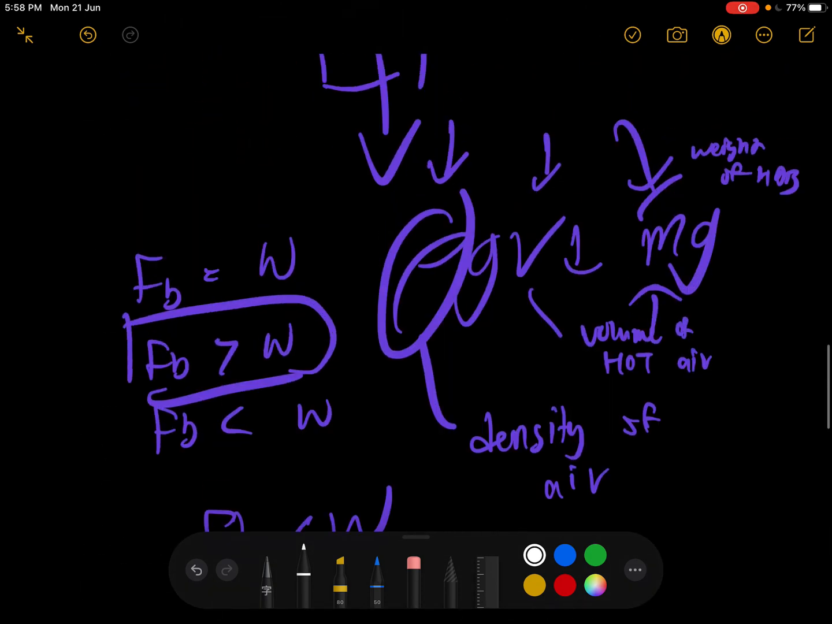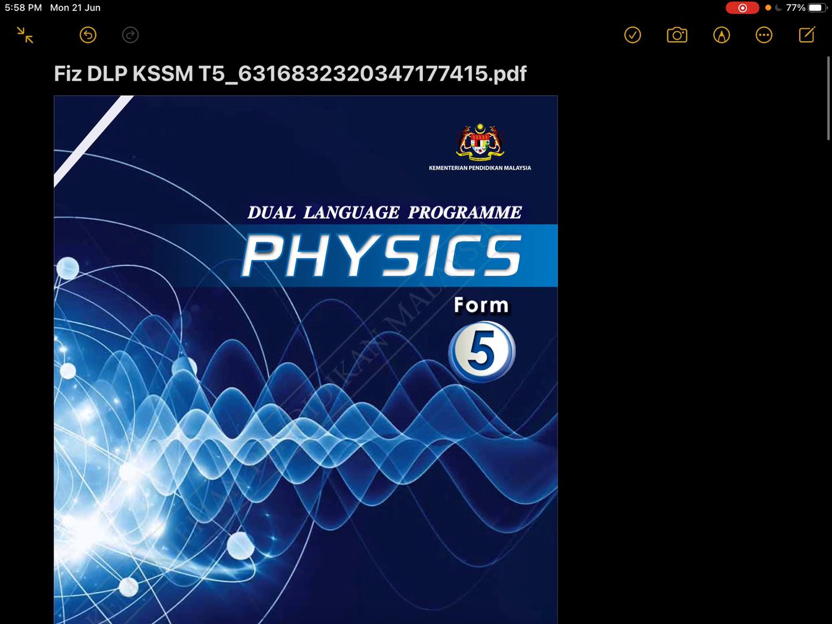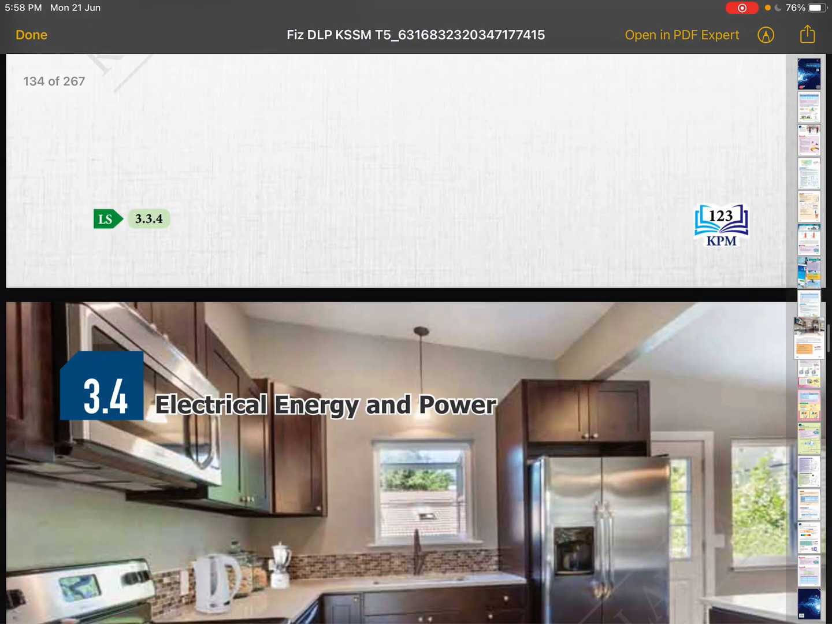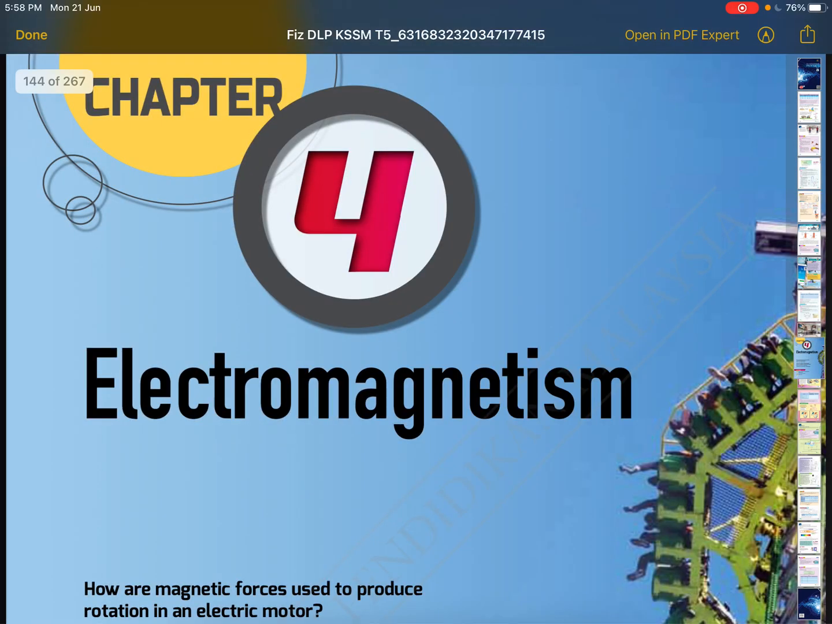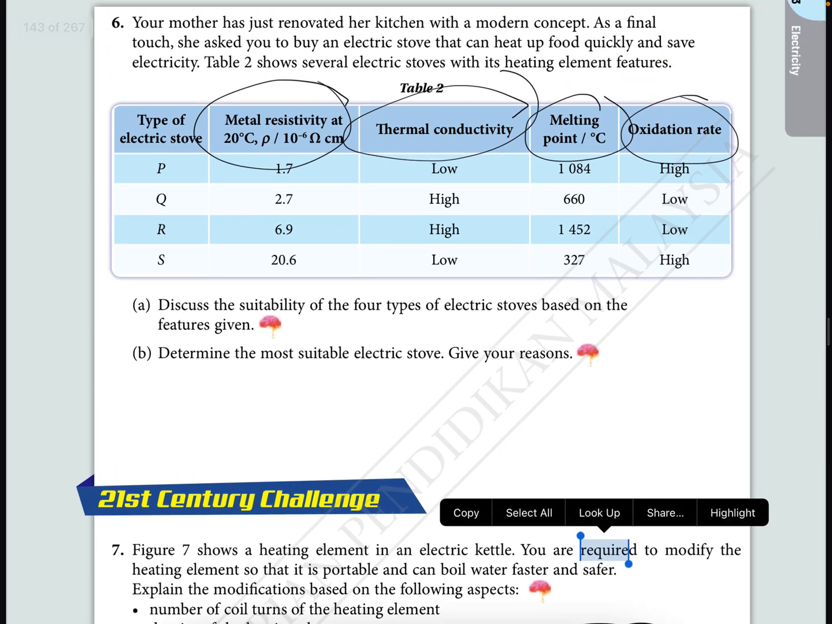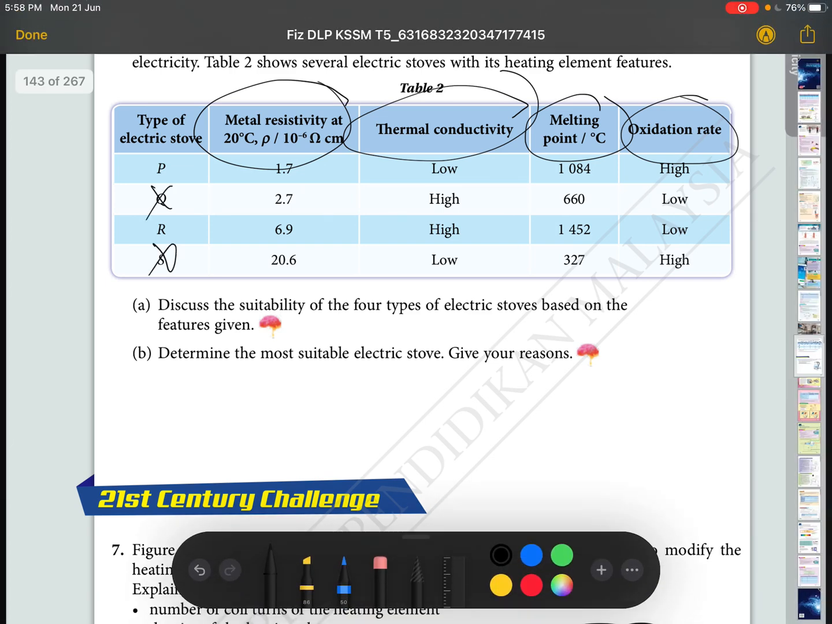So yeah, there are many types of characteristics that you have to keep an eye on, but they all lead to heat being used more efficiently. You want to care about efficiency of heat. Determine the most suitable electric stove. Give your reasons. So you want a high melting point. So Q and S are definitely not in the equation. You want to take the two best ones. Okay, and then next is metal resistivity.